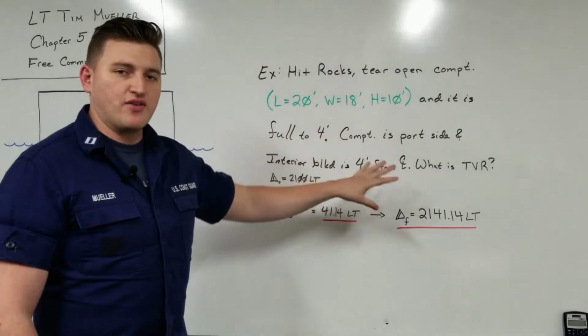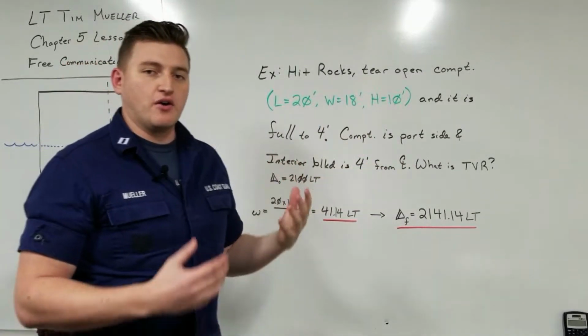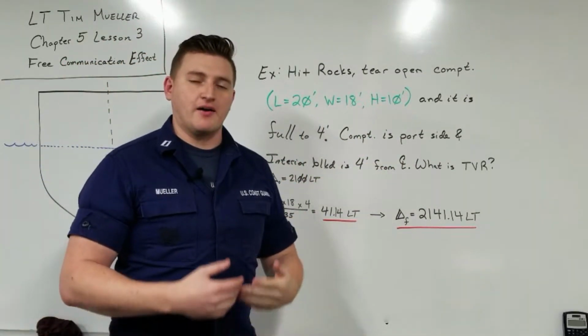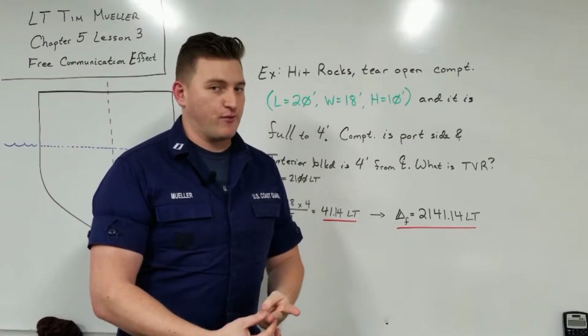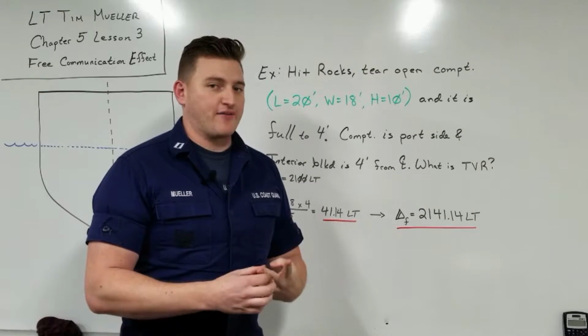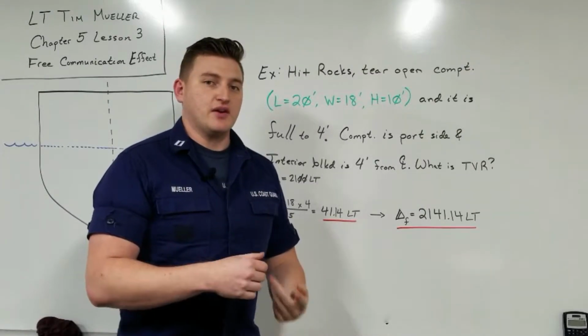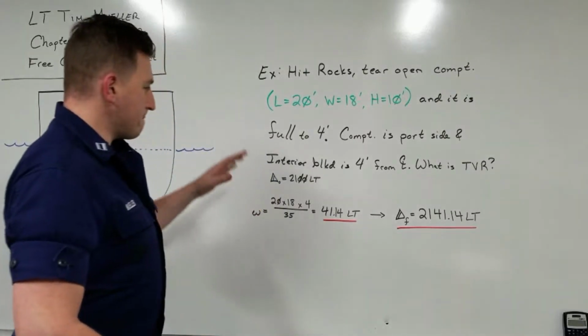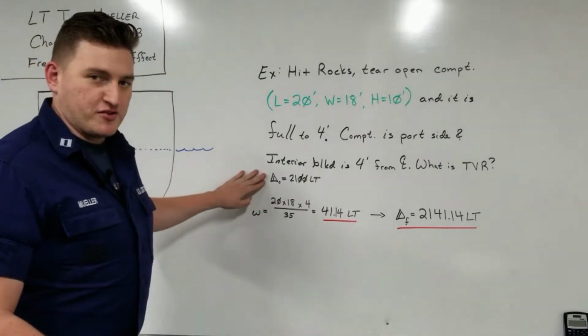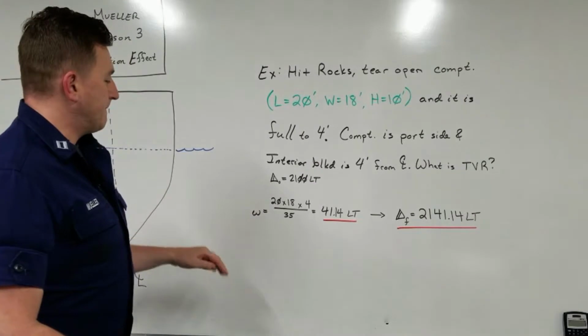Now, we're not given anything about free surface of tanks, so we don't have to really care about it. All we care about is the added free surface effect and the added free communication effect, if we have free communication effect. Remember, we have to have all 3 of those limitations in order to have it. So we have to check for that, then we have to apply it. Also, our ship originally displaces 2,100 long tons.